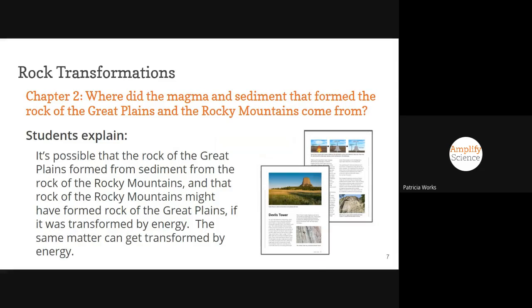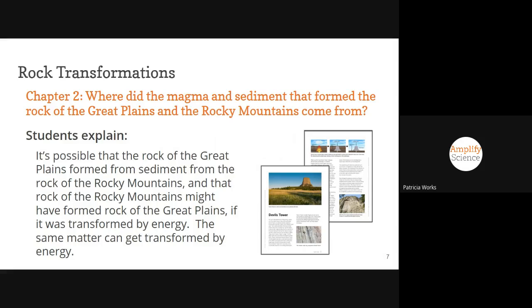In Chapter 2, students learn that material for rock formations can come from rock formations that are weathered or melted. In this chapter, students read an article, Devil's Tower, and they use information from various media to write about how energy affects rocks using unit vocabulary. At the end of Chapter 2, students are able to explain that it's possible that the Great Plains formed from sediment that eroded off the Rocky Mountains.